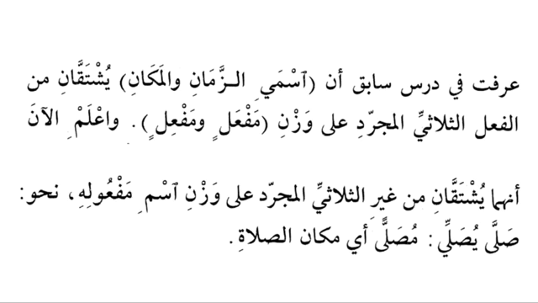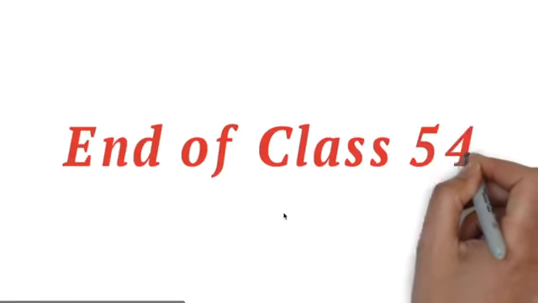So these are the things we need to know before we do the main lesson. This brings us to the end of class 54 today, where we stop here learning how form 2 is constructed: madi, mudari', amr, your masdar, and your ism fa'il, ism maf'ul, your ism zaman and ism makan. That's the comprehensive class for form 2.